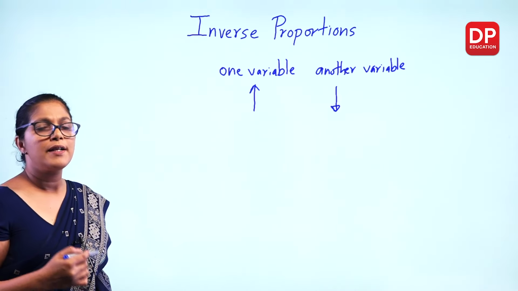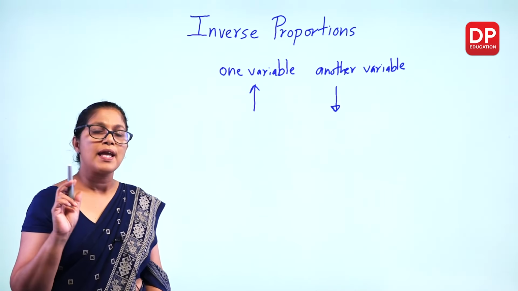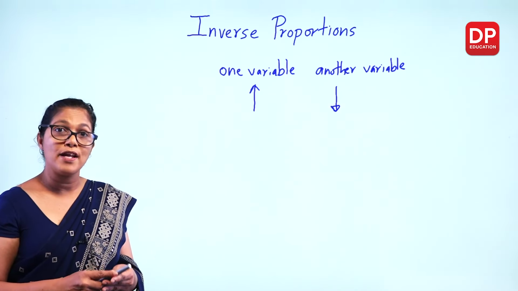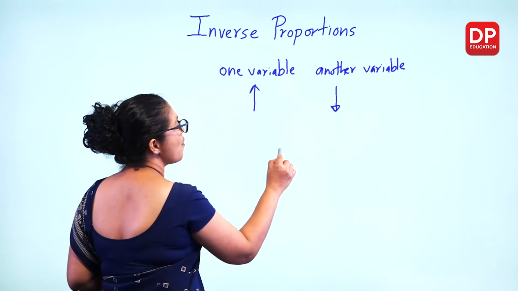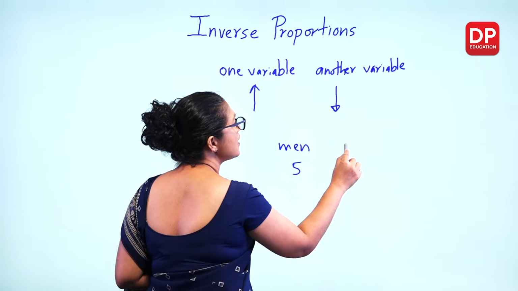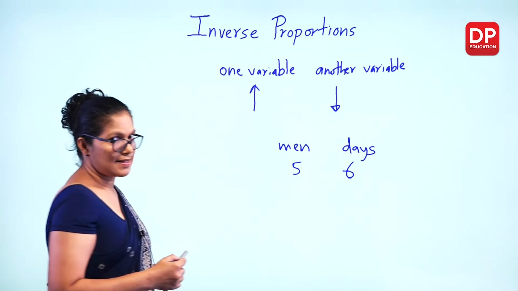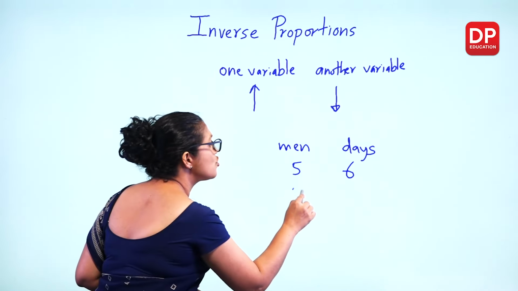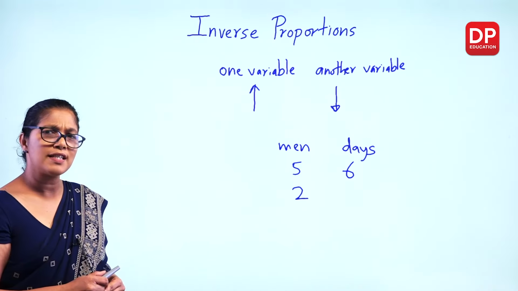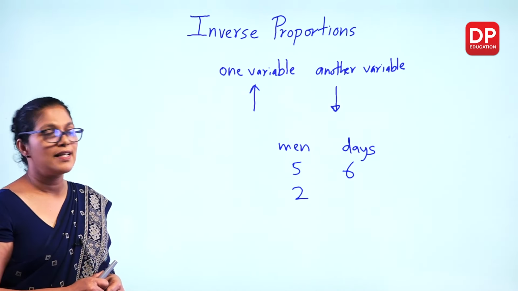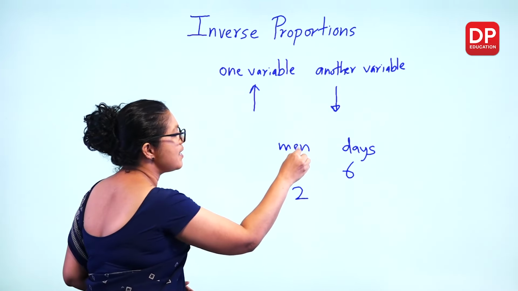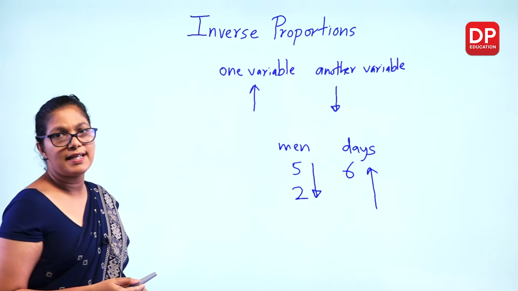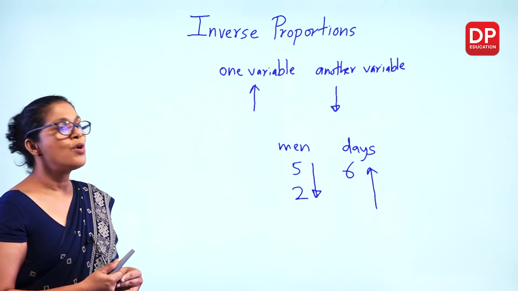Can you give an example? Now think about, I want to paint this room and I'm hiring workers. So I'm hiring 5 workers to paint this room, and they mention that they need 6 days. So 5 men complete this work in 6 days. If I want to reduce the number of workers, what happens to the number of days? If I want 2 people to work on this task, what happens? The number of days should increase, so this should be more than 6. So when the number of people decreases, what happens to the number of days? It's increasing. That's why this example is related to inverse proportions.